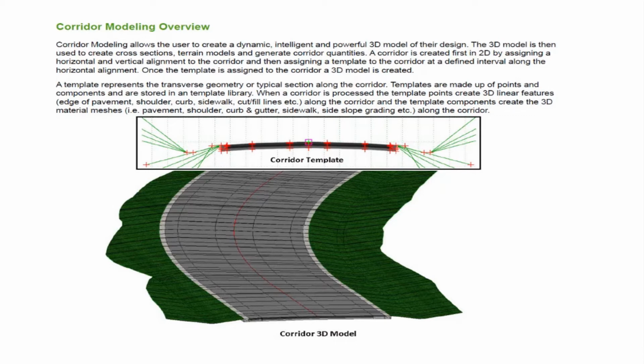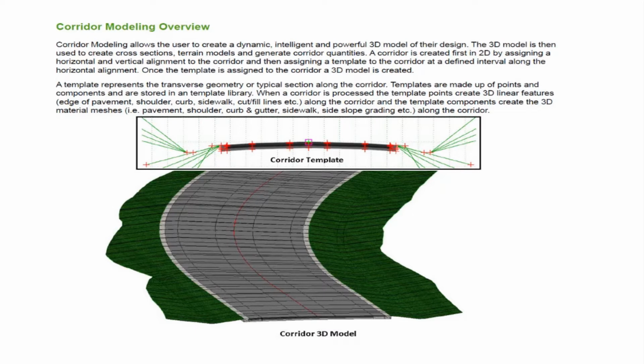Now a template represents the transverse geometry or typical section along the corridor. Templates are made up of points and components and are stored in an external template library. When the corridor is processed, the template points create 3D linear features such as edge of pavement, shoulder, curb, sidewalk, cut and fill lines, etc. along the corridor, and the template components create 3D material meshes along the corridor. And after all the 3D data has been created, we can then create cross-sections, terrain models, and also generate corridor quantities from the 3D model.